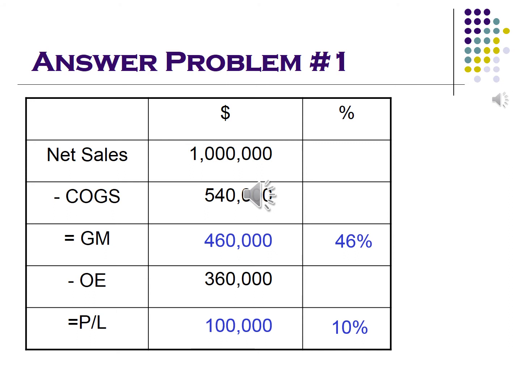Basically you just divide the dollars of each component by the net sales dollar. That way you can calculate all the percentage numbers.